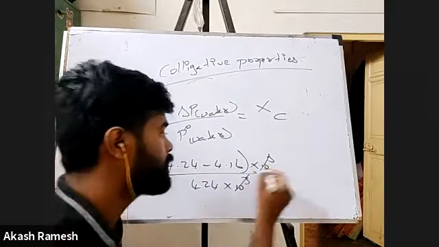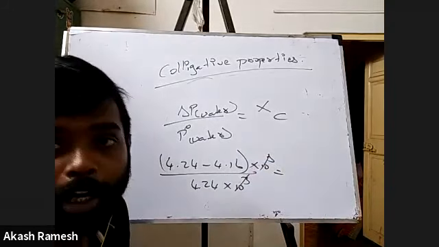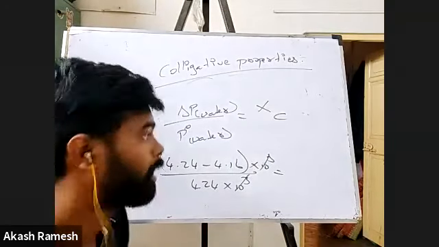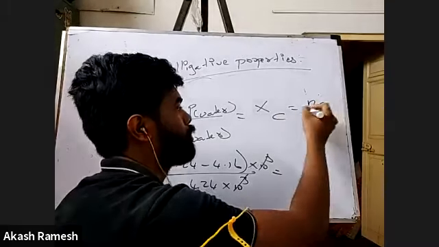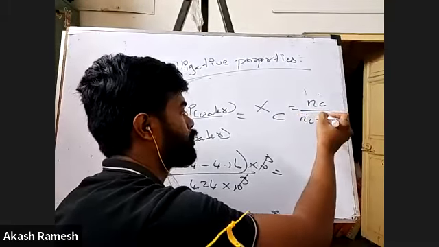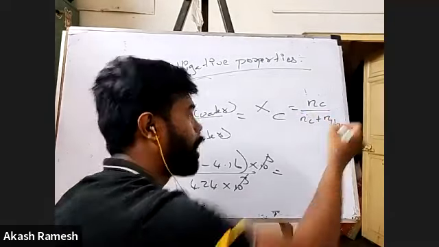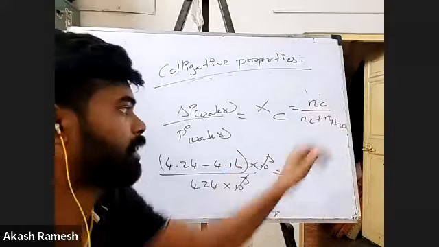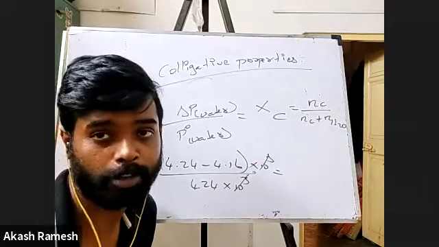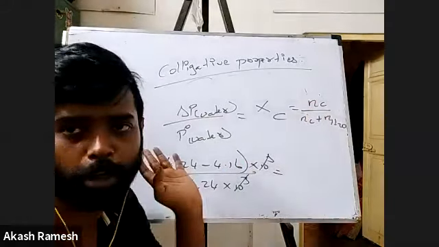Now this is equal to the mole fraction of the compound. First we'll write it here itself. Mole fraction of compound will be number of moles of C divided by number of moles of C plus number of moles of water. Very simple mole fraction formula.